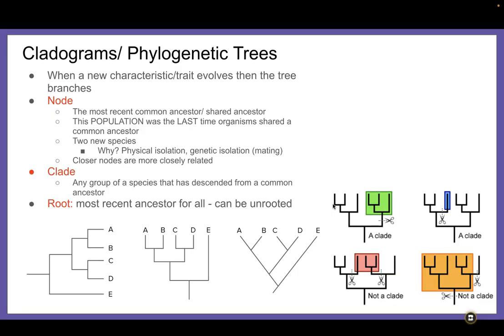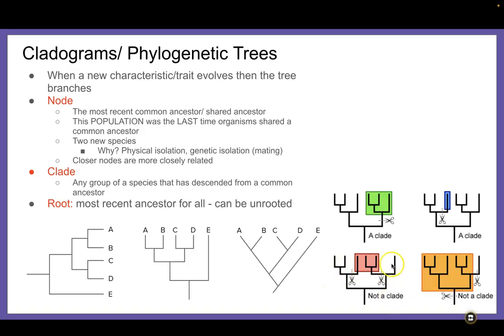Clades are a group of species that has descended from a common ancestor. So this green part, this is a clade. Think about it: we could cut it off and this whole group would move together, and it shows a common ancestor. Here's our common ancestor. So this group here is a clade. This single line here is actually a clade, right? I could cut it off, and here is the common ancestor node.